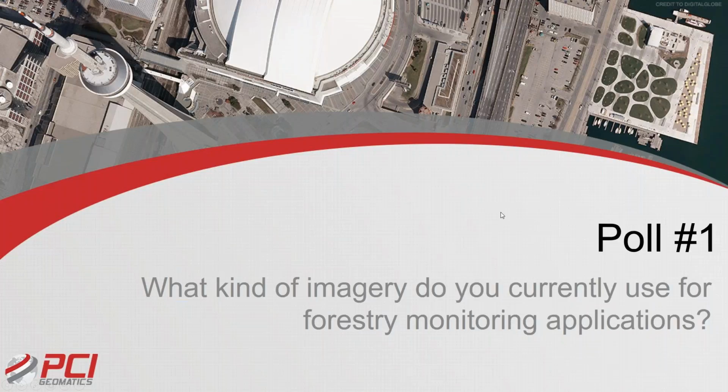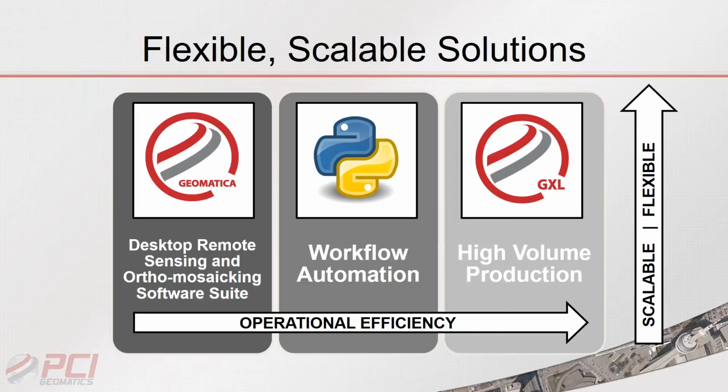So moving along, what I wanted to do is just really quickly introduce PCI Geomatics and our product line. This pretty much summarizes where PCI sits in terms of our offering in the market. We provide desktop image processing software for remote sensing, orthomosaicing, and also image analysis. It's known as Geomatica. And then on the right-hand side, we have our high-volume production system known as GXL.